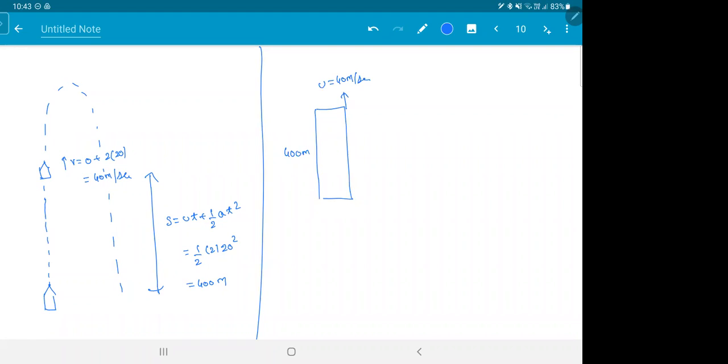Isn't it the same problem? The rocket will behave as if someone is throwing it from a building of height 400 meters with speed 40. Means it will go up and come down. What is the displacement? Minus 400. What is the velocity? 40. Acceleration minus 10. Use the equation: minus 400 is 40t minus half g t square. Multiply by 2, t square minus 8t minus 80 is 0.